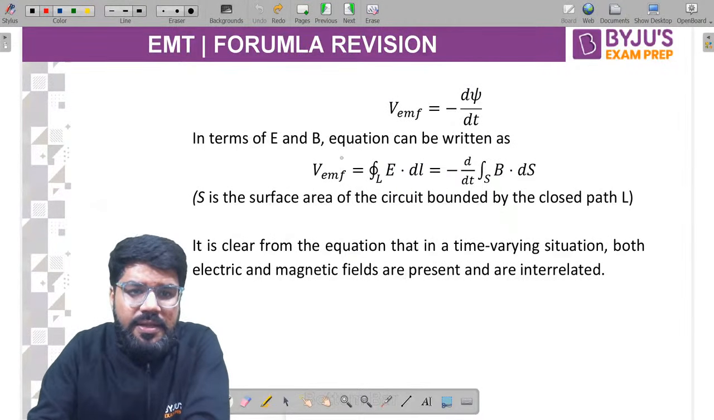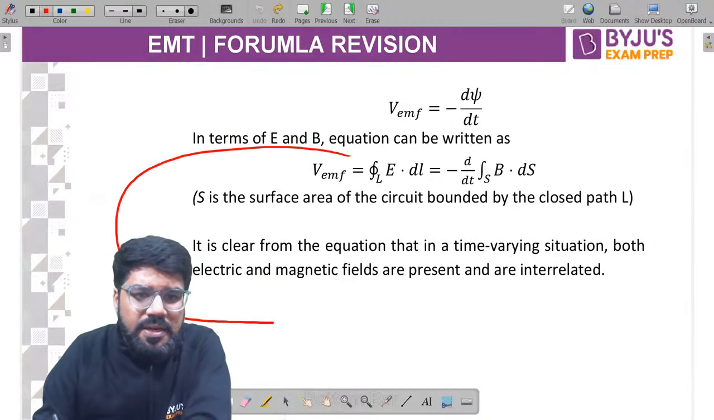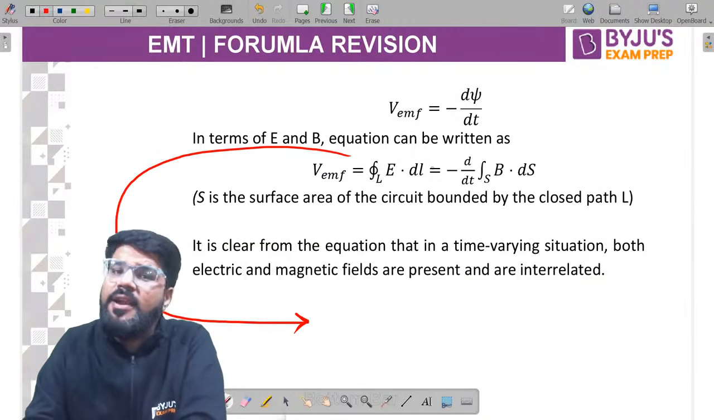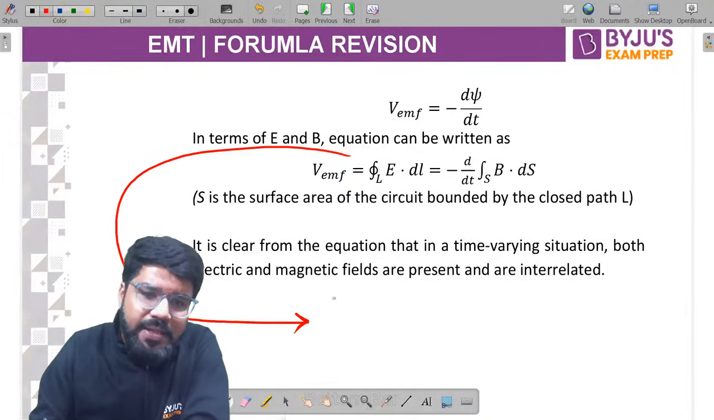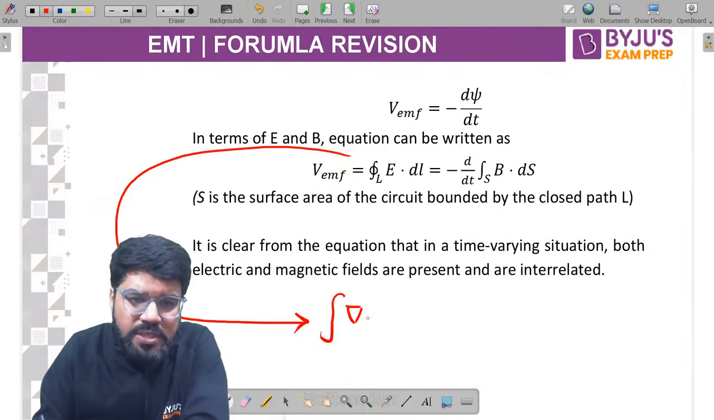Let us continue this here. I think that slide is missing. Let us continue this here, right? Line integral of electric field along a closed path, apply the Stokes theorem. So that will become integral del cross E dot ds.